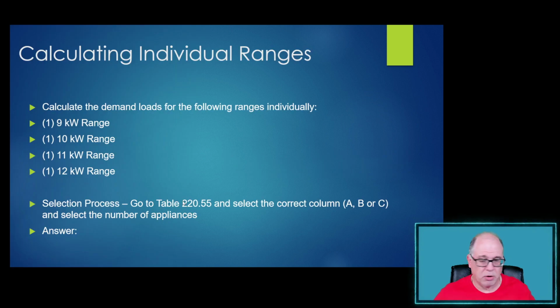All right, so fundamentals. We want to study some fundamentals here. Understanding how the table works is important. So, calculating individual ranges. My question to you is: calculate the demand load for the following ranges individually. I have a 9 kW range. I have a 10 kW range. Now, I'm not talking about all of these together. I'm asking you, what is the demand for each one of these? If I had a 9 kW range in my house, what would the demand load used in our load calculation be? Would you use 9 kW? That's what we're going to look at.